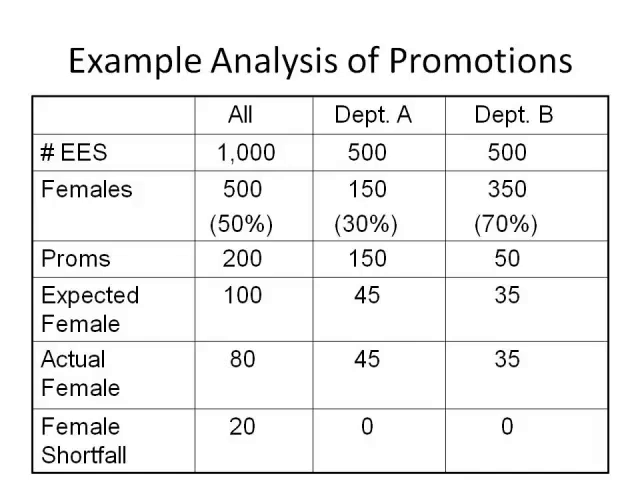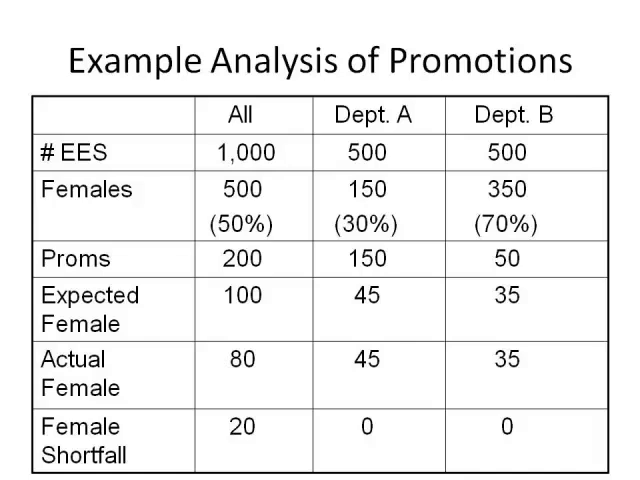Well, what if we were to change that assumption? What if we were to assume, instead of one large pool of all 1,000 employees, what would happen if those employees were in two different departments? So let's assume we have 500 employees in Department A and 500 employees in Department B. And within Department A, females are 30% of the population, and they're 70% of the population in Department B.